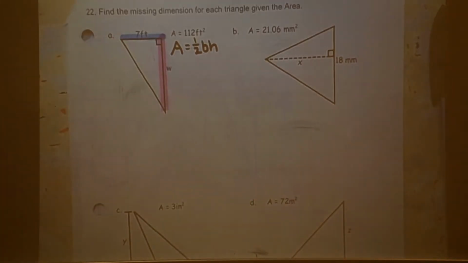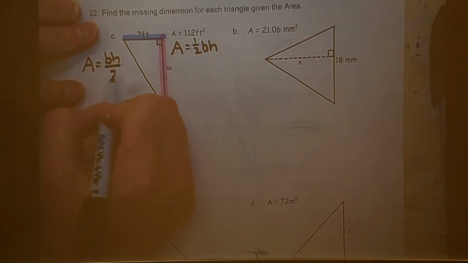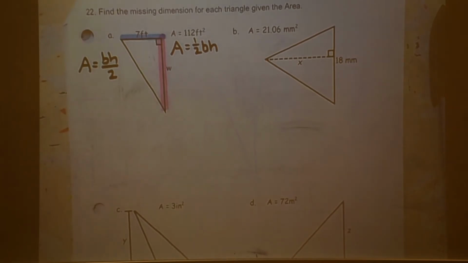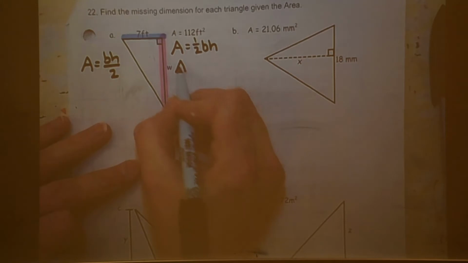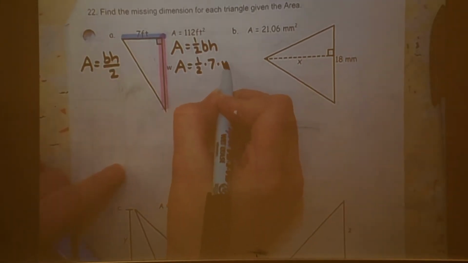Most people think that the 1/2 times base times height is a little easier to solve, to do steps to both sides. You could also go with base times height divided by 2. Whichever one makes more sense for you as an individual. If I have this one, 1/2, the base is 7, the height we don't know.